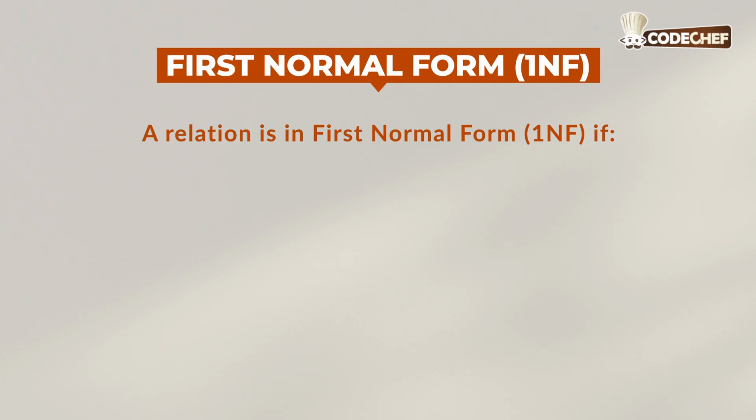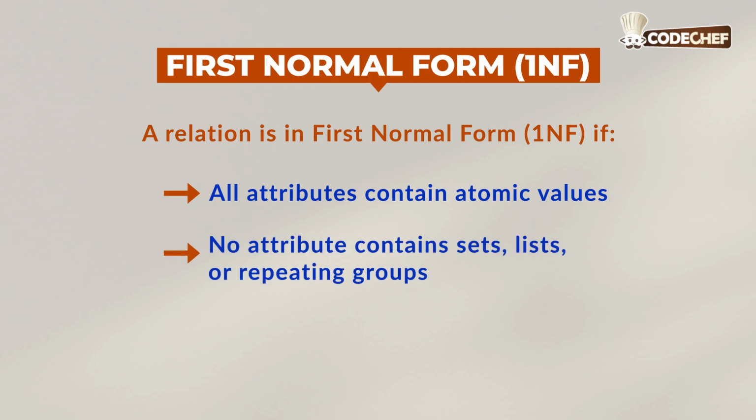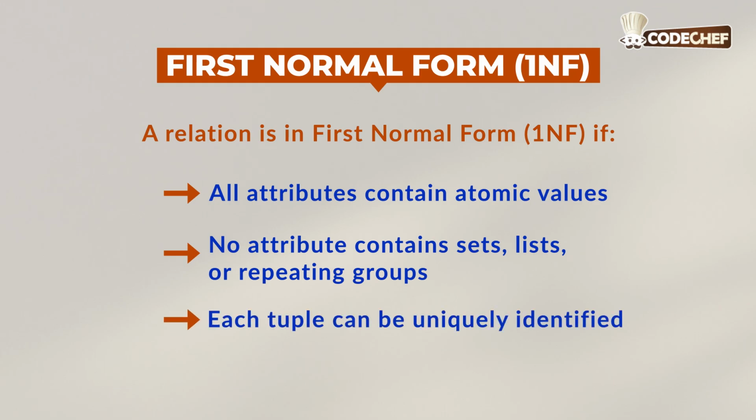First normal form, which is also known as 1NF. A relation is in first normal form or 1NF if, first, all attributes contain atomic values. Atomic values means values that cannot be broken down into multiple values. Then second, no attribute contains sets, lists, or repeating groups. Then third, each tuple can be uniquely identified. That means each row or entry can be uniquely identified.